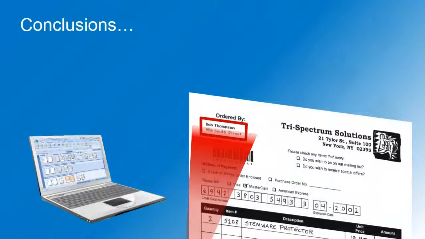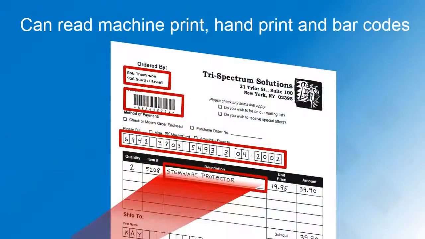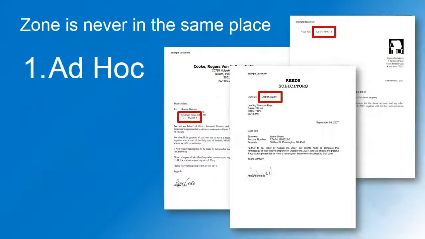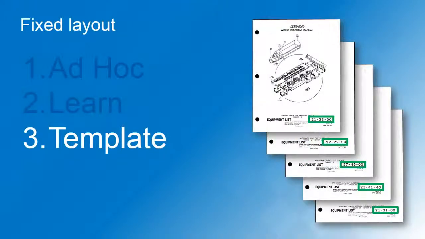In summary, zonal extraction makes your scan process more effective by reducing typing errors and data entry work. Kofax Express can read machine-printed and hand-printed text and up to 13 different barcode types. 3 scenarios are supported. Ad hoc is used when the index information is never in the same place on your documents. The learn scenario memorizes the zones as you draw them during indexing and is ideal when you scan batches with various but repetitive layouts. Template is used for documents with a single fixed layout.